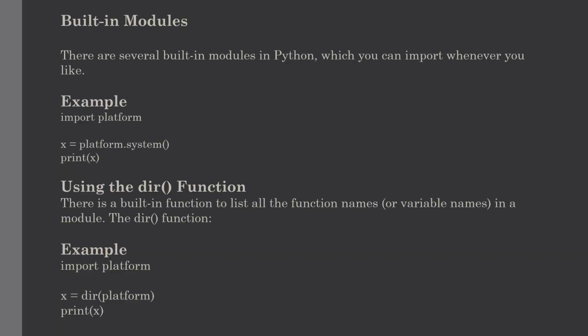Our next topic is the directory function, which is the dir function. Python has one built-in function for listing out all the function names which are present in a module, which is known as the directory function or the dir function. In this example, we have imported the module named platform, which is a built-in module that we have discussed earlier, and we have used the dir function to list out all the functions present in that module. Let me show you with an example.